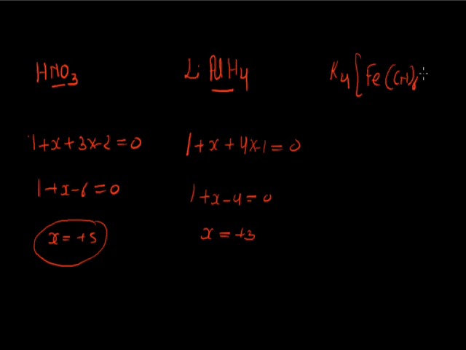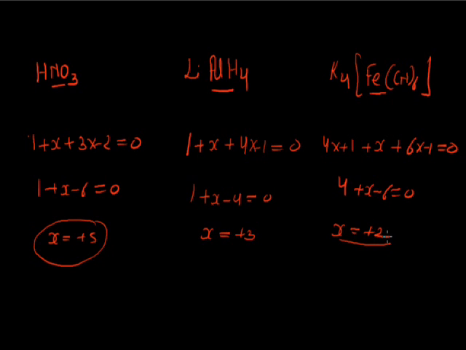K4[Fe(CN)6]. In this example, finding the OS of Fe. Now potassium is 4 into +1 plus x plus the OS of the CN, which becomes its charge, that is -1. So 6 into -1 equals 0. So 4 plus x minus 6 equals 0. So we get x equals plus 2. Now in this example, the OS of the iron becomes plus 2.